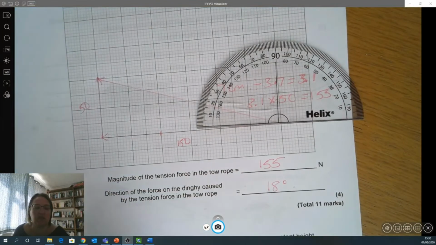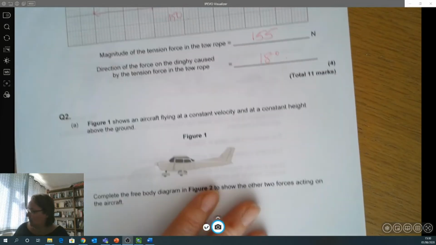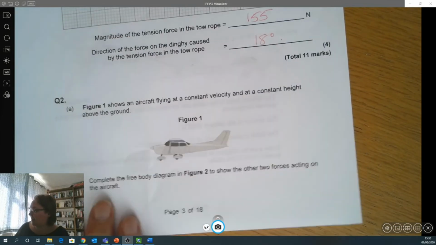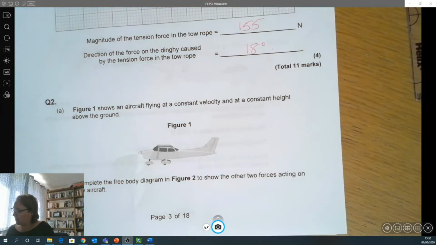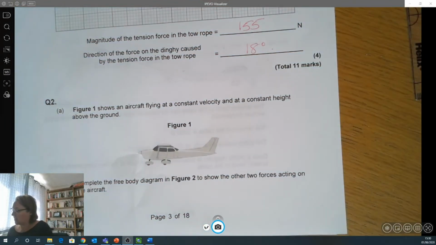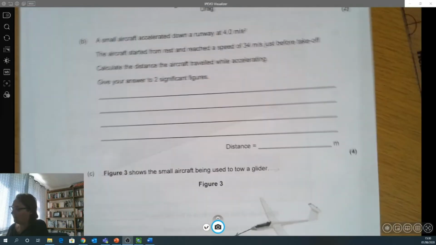9% of students got that question right. So it's really quite a small percentage of students who are able to do these sorts of diagrams. Figure 1 shows an aircraft flying at a constant velocity and constant height above the ground. So it's got balanced forces acting on it. Complete a free body diagram to show the other 2 forces acting on the aircraft.